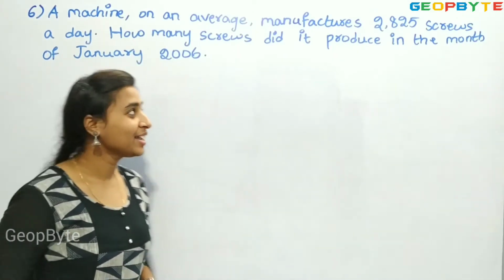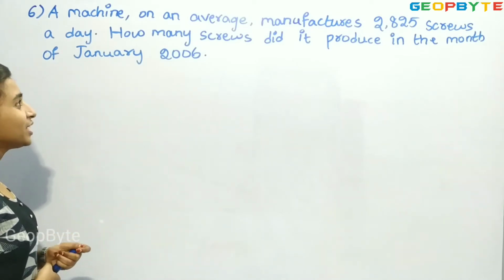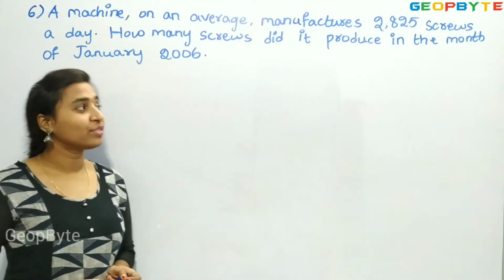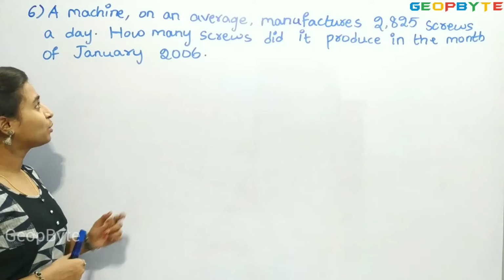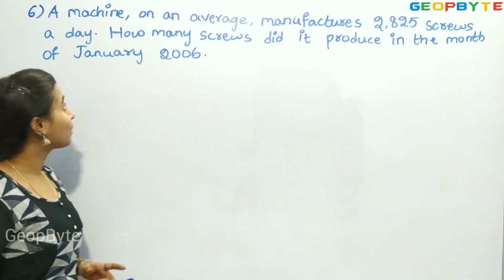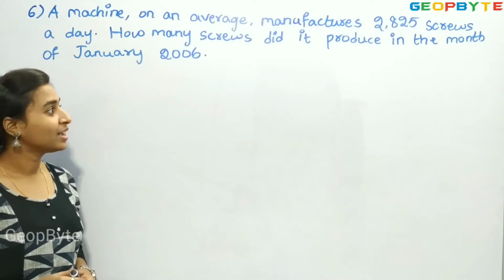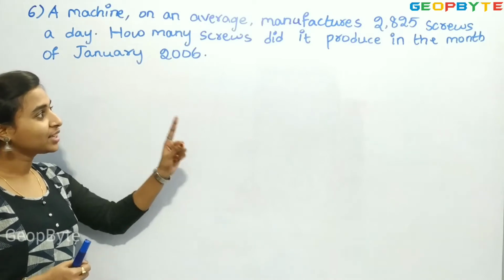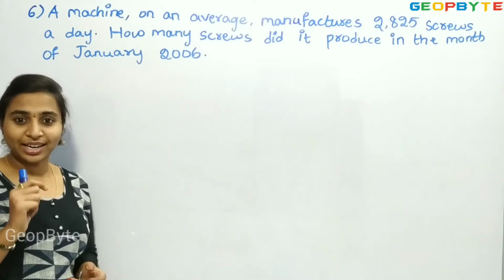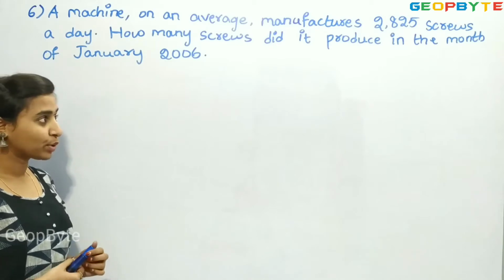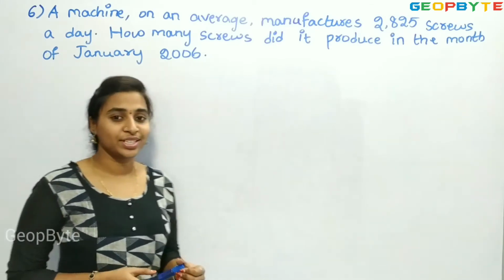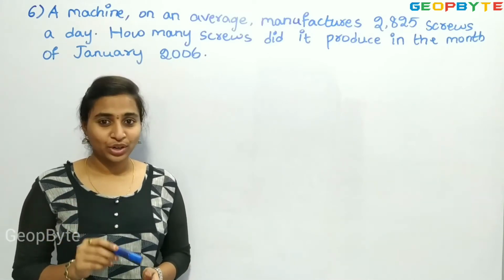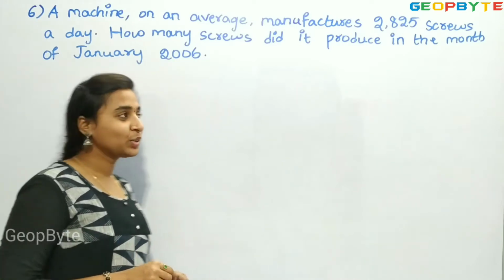Now let us see the sixth question. A machine on an average manufactures 2,825 screws a day. How many screws did it produce in the month of January 2006? That is, we need to find out how many screws it produced in the month of January 2006.